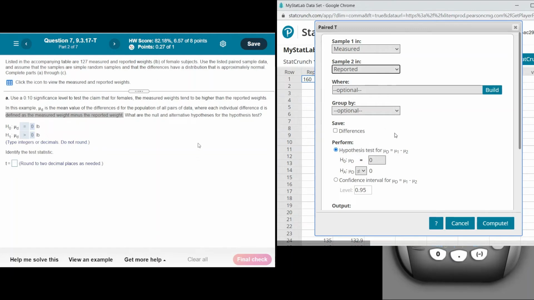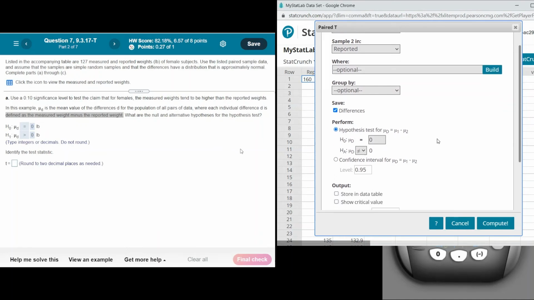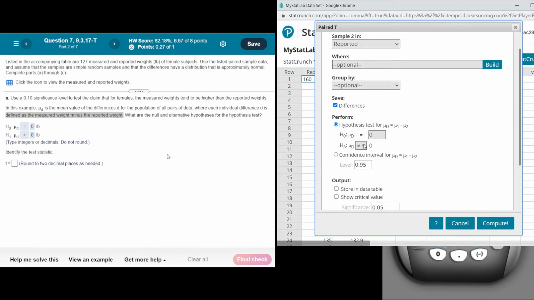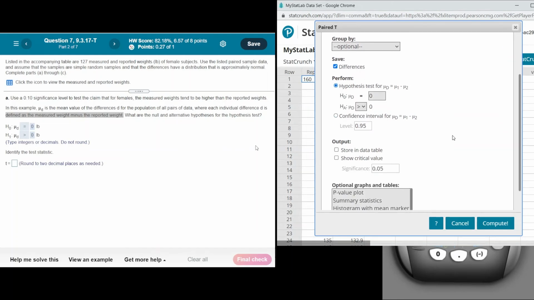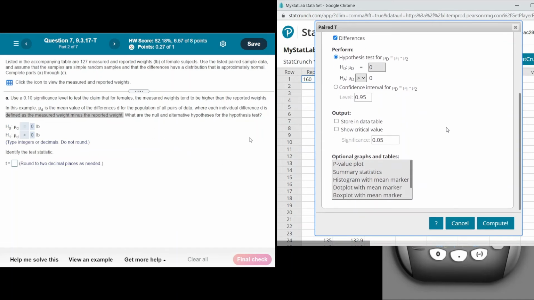Okay, we're looking for the test statistic. Let's go ahead and save the differences just in case we're not able to get the correct answer. We're going to check that box, so it'll give that to us. If anything goes haywire, we're going to put it in our TI-84, but it was acting pretty nice last time. We're going to choose the greater than symbol. You can either do a confidence interval or a hypothesis test. We're doing the hypothesis test right now, so we choose hypothesis test. Let's go ahead and compute.